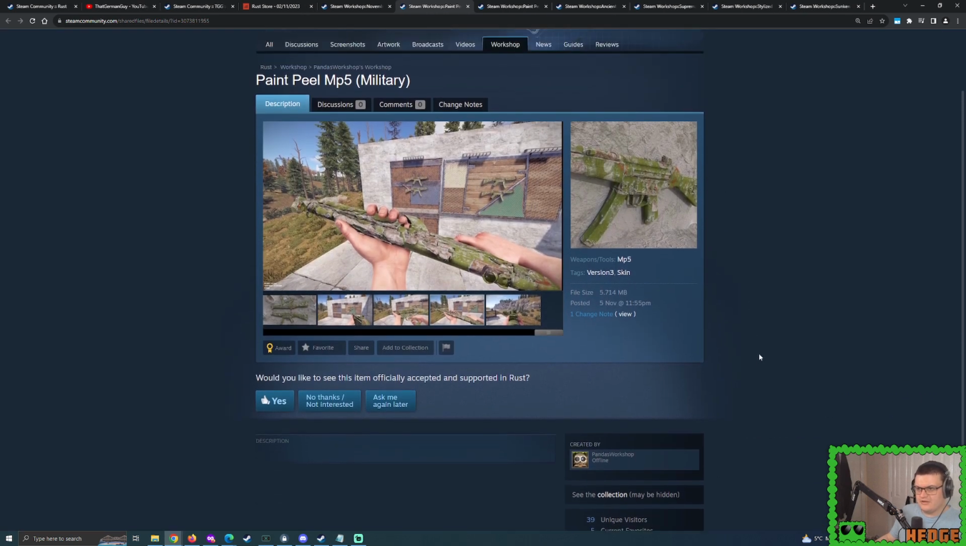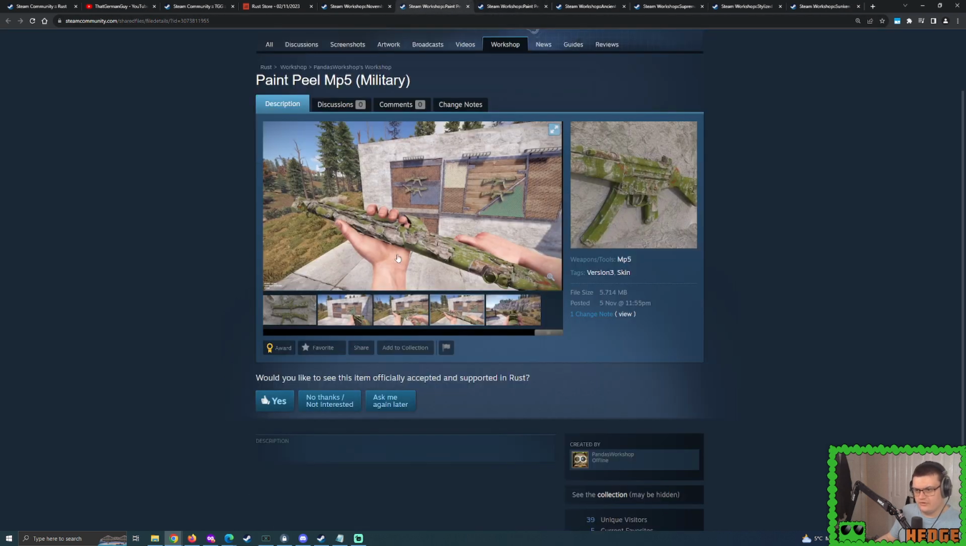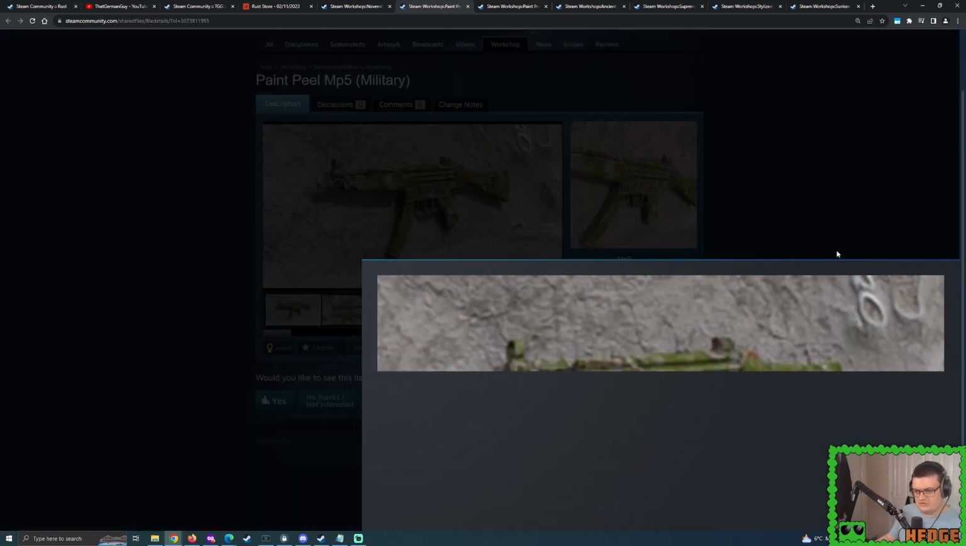Now we have the Paint Peel MP5. This is produced by Panda's Workshop. I should just quickly point out it comes in two different versions, red and green. Get a good look at this. So, this has definitely been used quite a lot, hasn't it?